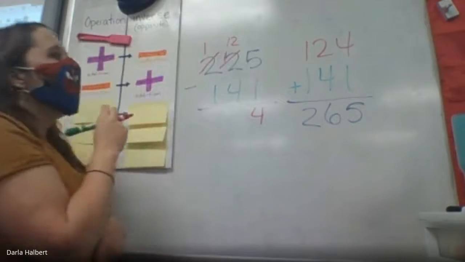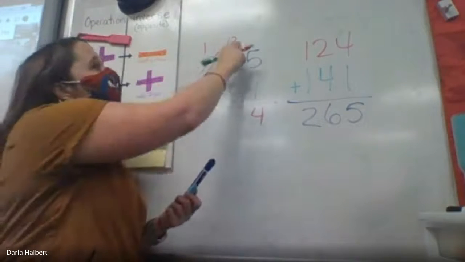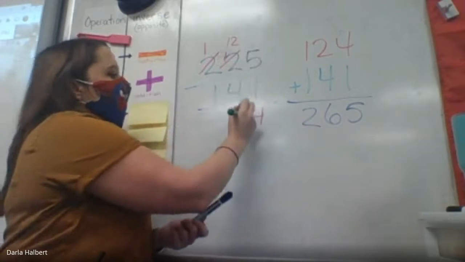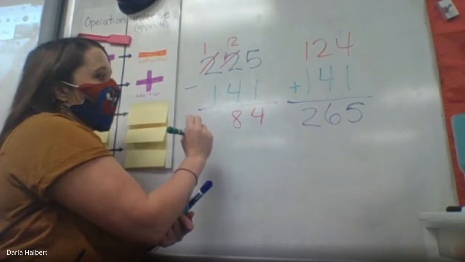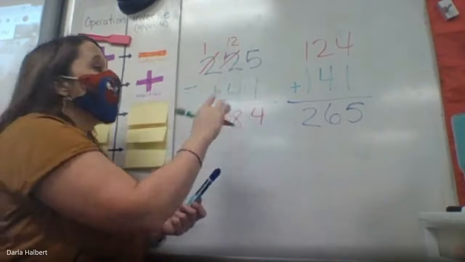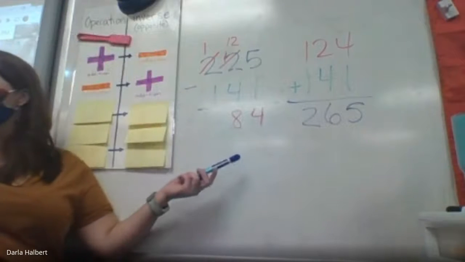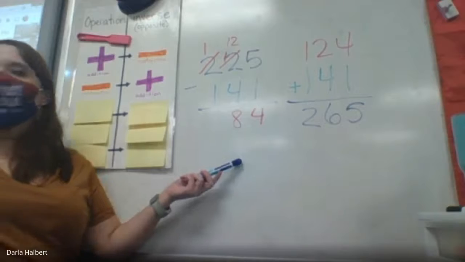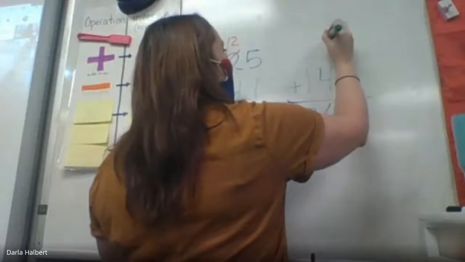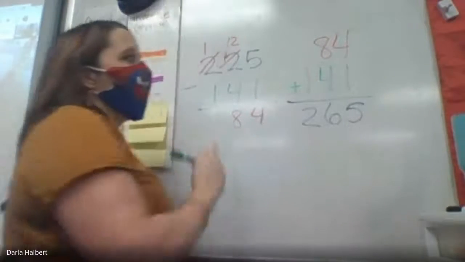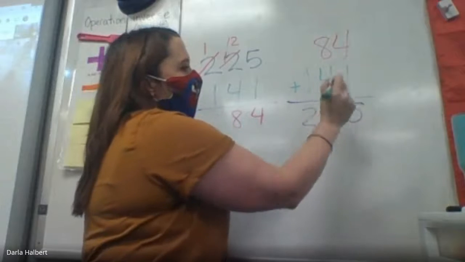So, okay, now can I do 12 minus 4? Yes, I can do that. So 12, 11, 10, 9, 8. 1 minus 1? 0. Okay, so now let's go back and check our work again. So I got 84 for my subtraction. Is that what you got? Some of you didn't because you're not doing anything. So I need to change this to 84. Okay, 4 plus 1 is 5. Check. 8 plus 4.